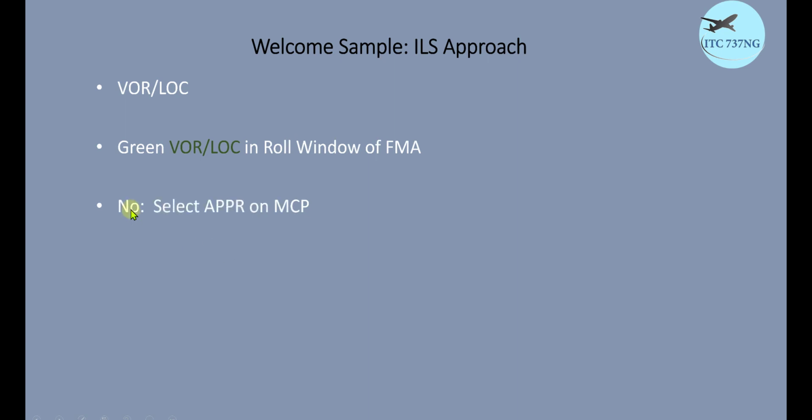No, it doesn't capture automatically. You must select approach on the mode control panel. So for the glide slope, it isn't going to capture. You have to take an action on the mode control panel, which is selecting approach, which is right below the VOR LOC button, and then it will capture. And lastly, for a good stabilized approach, you should be fully configured at the final approach fix: landing gear down, final flaps, and on speed for your landing ref.